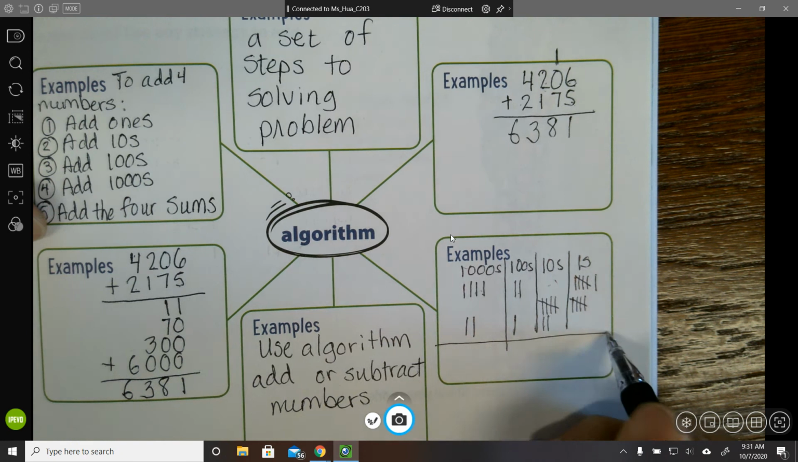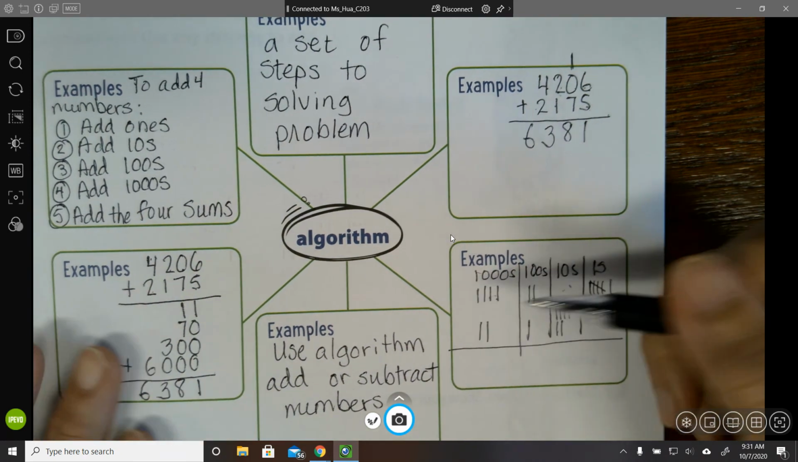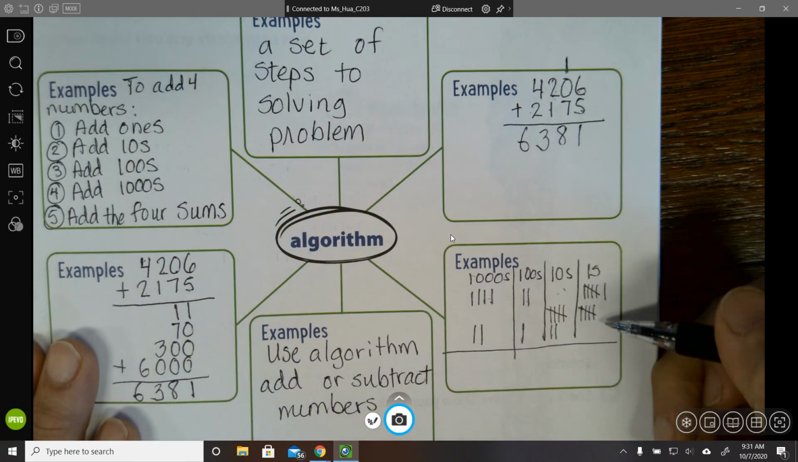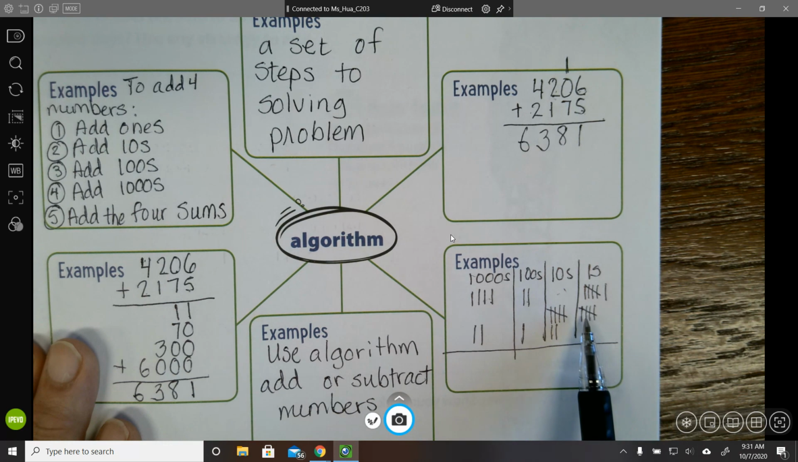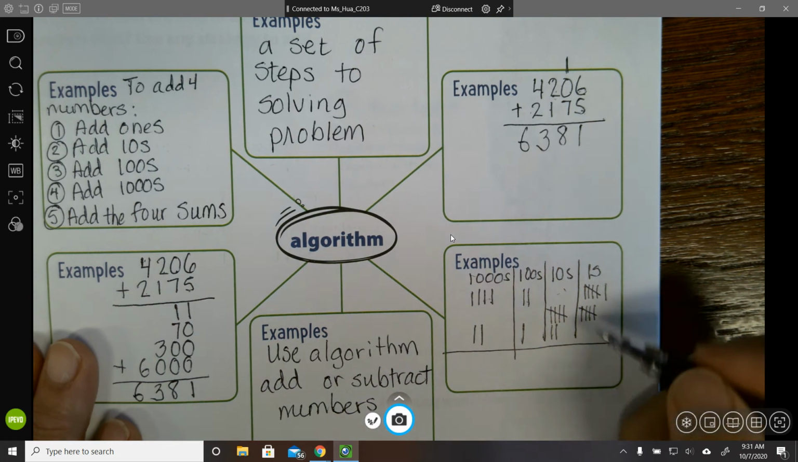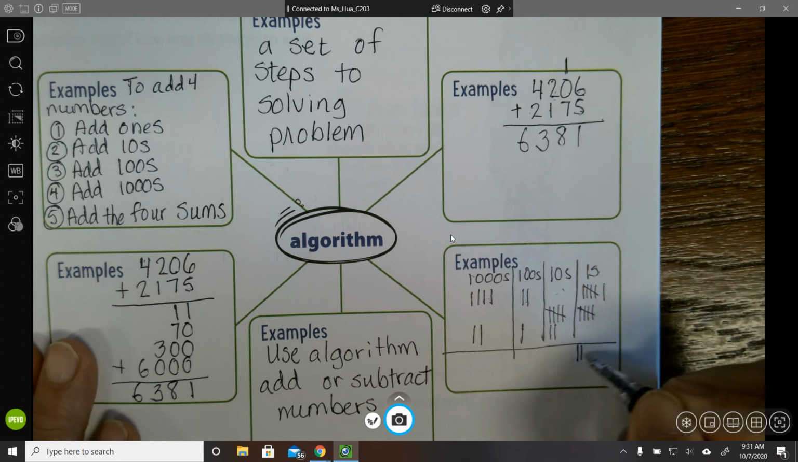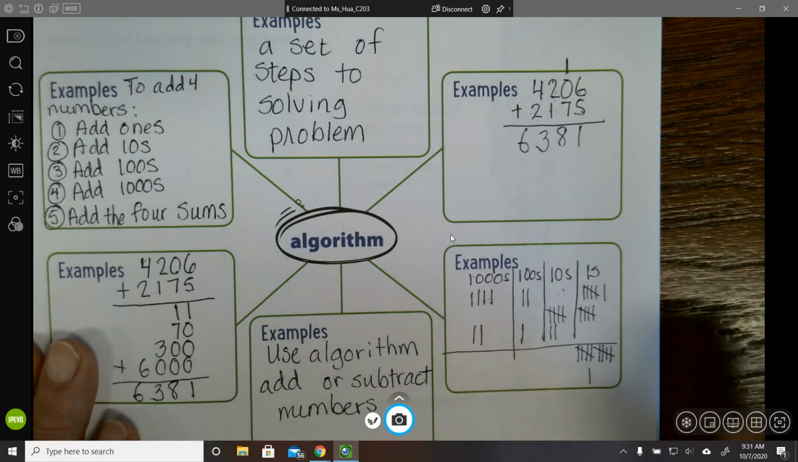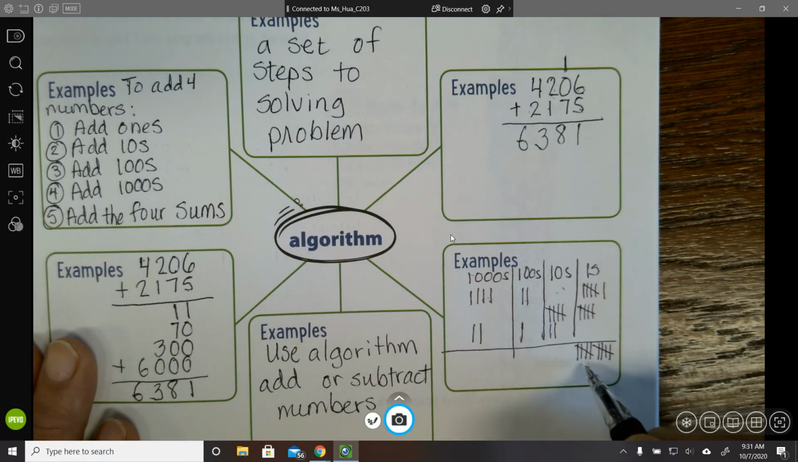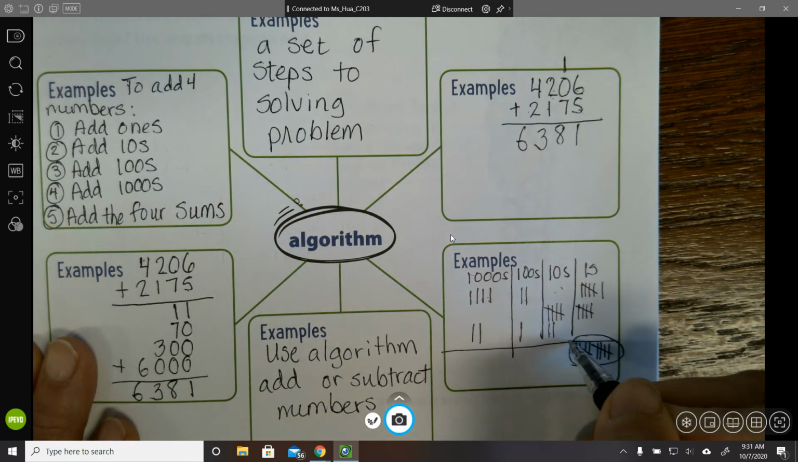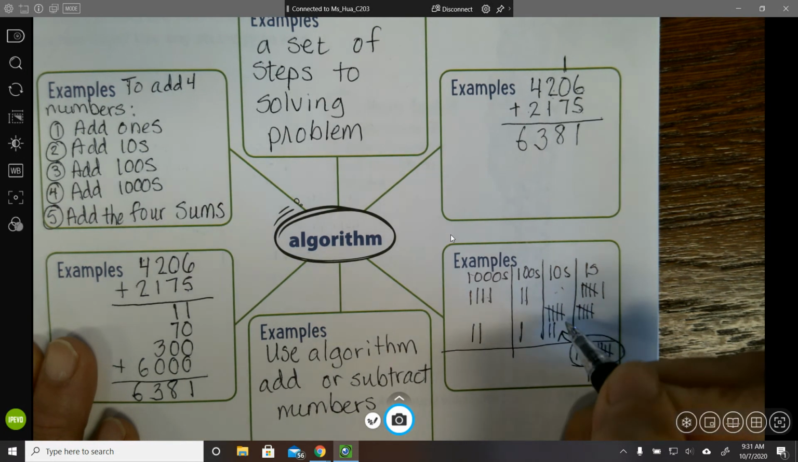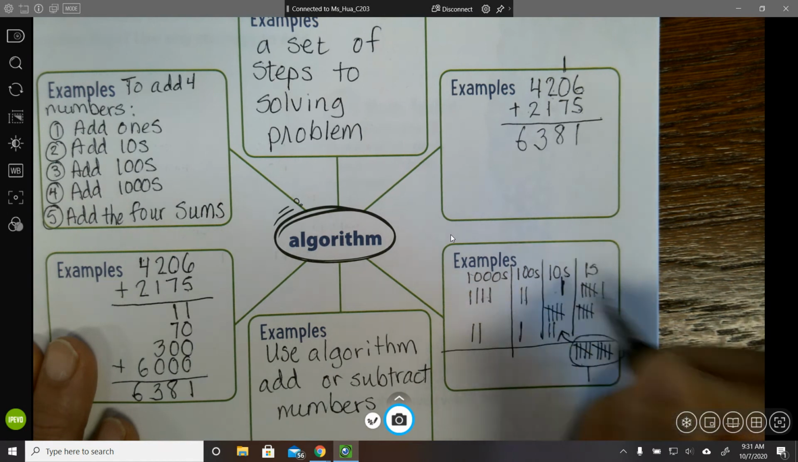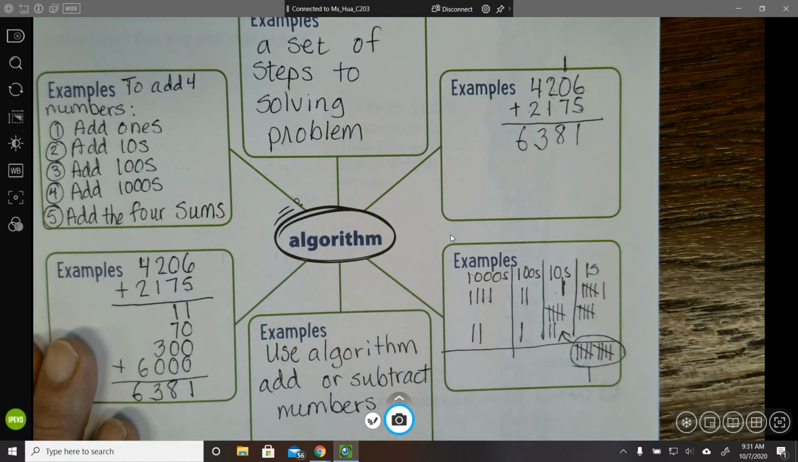All right, so watch how I add from right to left still. In the ones place, I have to count. I have 5 plus 5 is 10 plus 1 is 11. Watch this. 1, 2, 3, 4, 5, 6, 7, 8, 9, 10, 11. I have 10 ones, so I am going to trade that in to 110. So I'm going to add 110 to this. Okay, there's my 110 that I add on there.